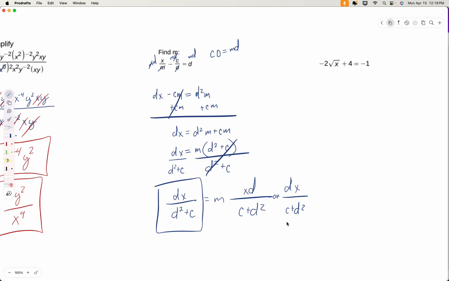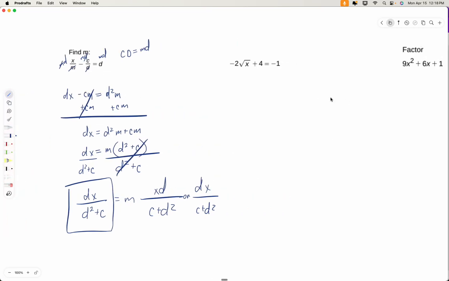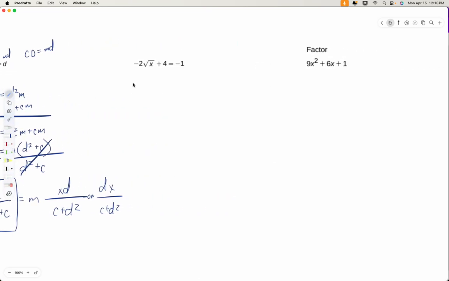All right, so let's do this next problem here. We've got negative 2 times the square root of x plus 4 equals negative 1. So the first thing I want to do is I want to get this radical by itself. So I'm going to subtract 4 from both sides. So that gives me negative 2 square root of x is equal to negative 5.